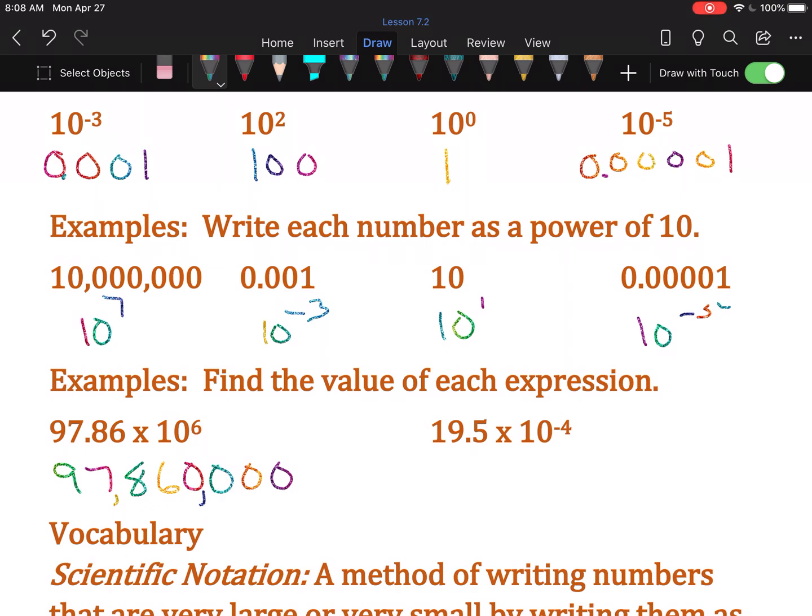On the next guy, 19.5 times 10 to the negative 4th, the key feature that's different is the exponent is negative and a different number. The fact that it's a different number just means the decimal point will get moved 4 times instead of 6. The fact that it's negative says move the decimal point to the left.